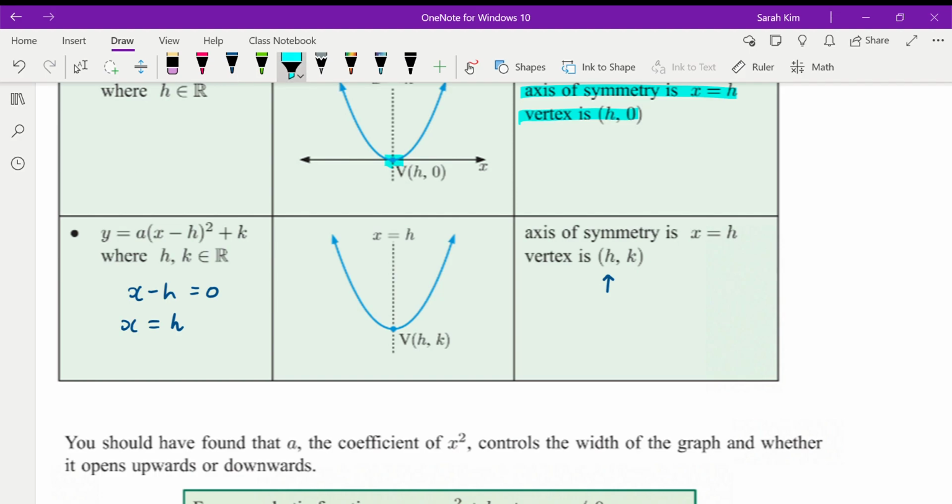And then, funny enough, this k value, this constant, whatever it is, if it's a plus k, it's going to be k. If it's a minus 10, it's going to be minus 10. If it's a plus 5, it's going to be plus 5, etc. So if it's already in this format, you should be able to easily find the vertex by just reading that number and that number. So that's pretty much it for that one.